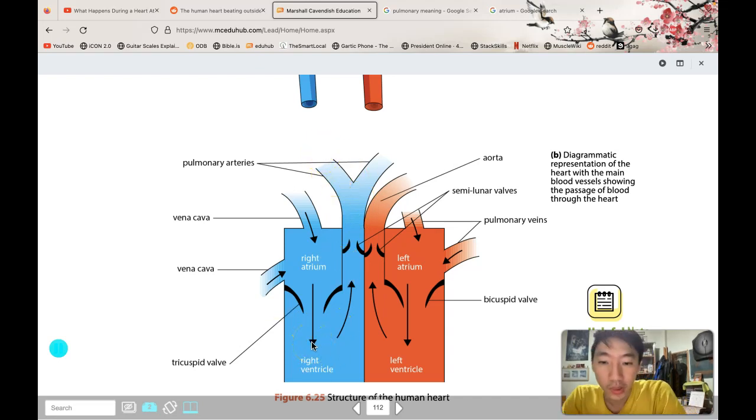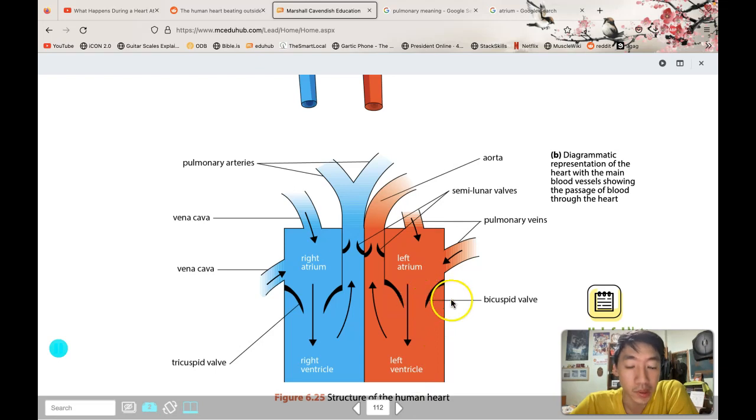Okay, so anyway, the right ventricle will contract. It will push the blood through this valve over here, which is called a semilunar valve, and into the pulmonary arteries, which will then lead towards the lungs. At the lungs, the blood will be oxygenated. It is then carried back all the way to these pulmonary veins over here, where the blood will then enter into the left atrium. And then from the left atrium, it goes down into the left ventricle.